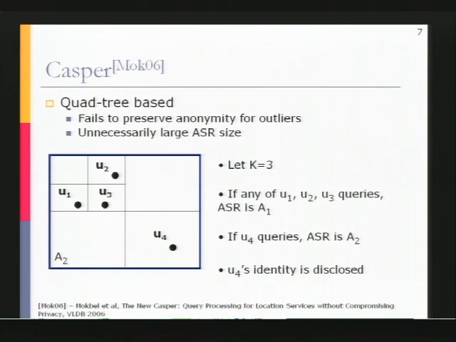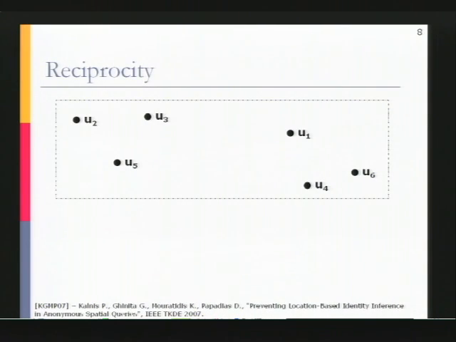How can we deal with this? After Casper, there was another method proposed which introduced the concept of reciprocity. This is actually also our paper. It's a TKDE 2007 paper.